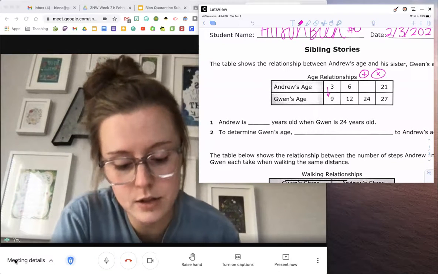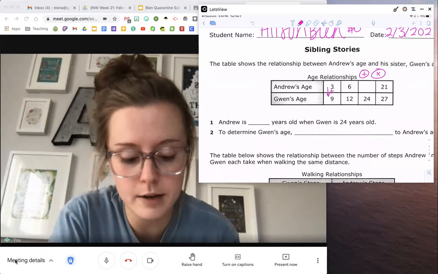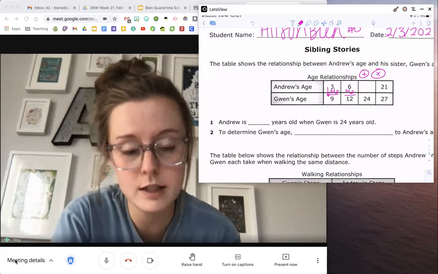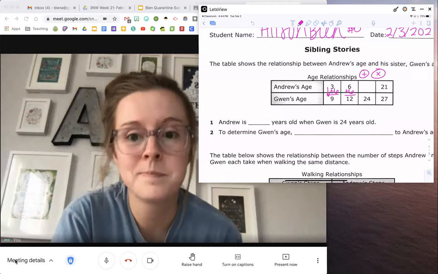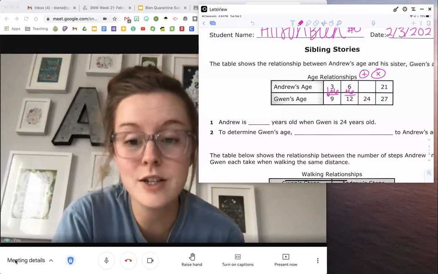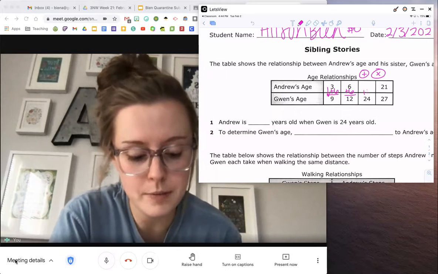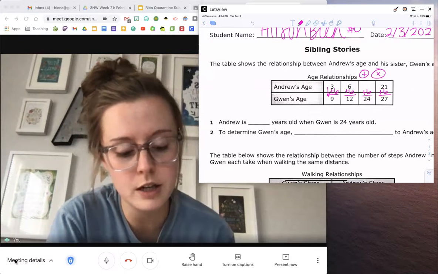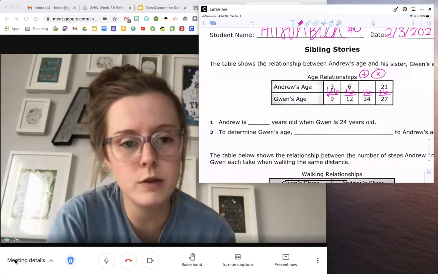Okay, 6. 3 plus 6 equals 9. So let's try that on our next one too and see if that works. Is 6 plus 6 12? So there's 6 years between them. So something plus 6 is 24. 21 plus 6 is 27. Something plus 6 is 24.